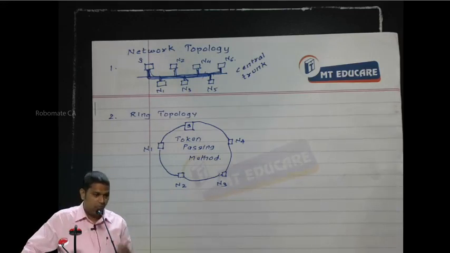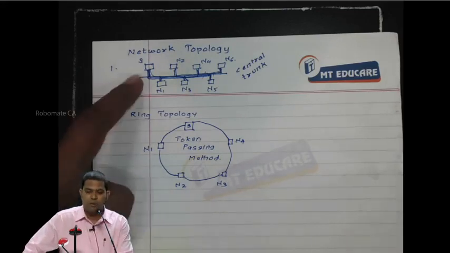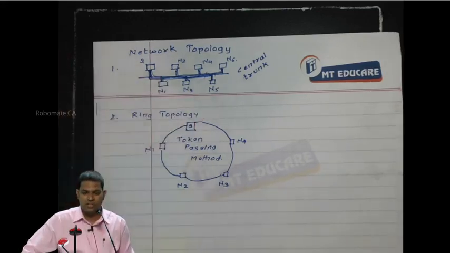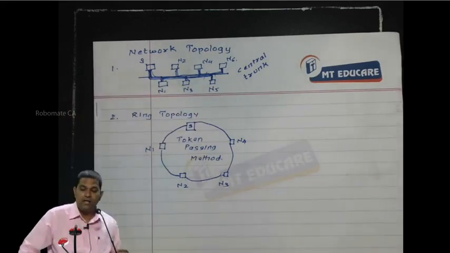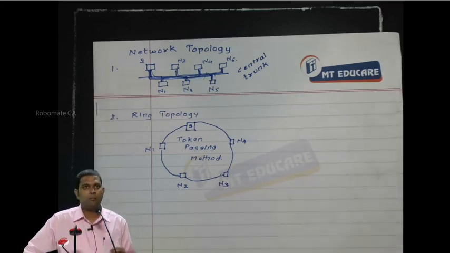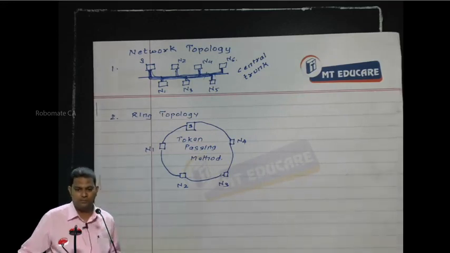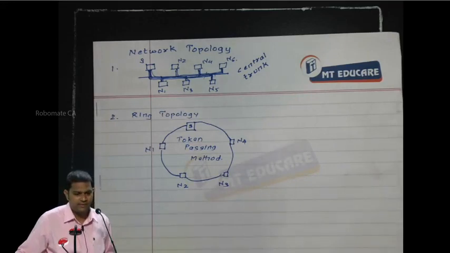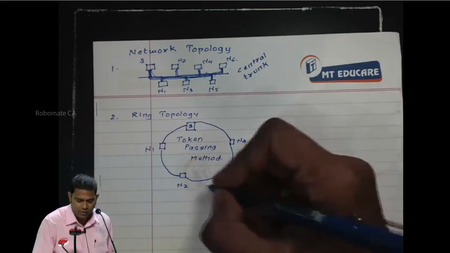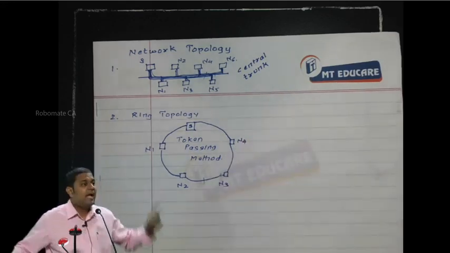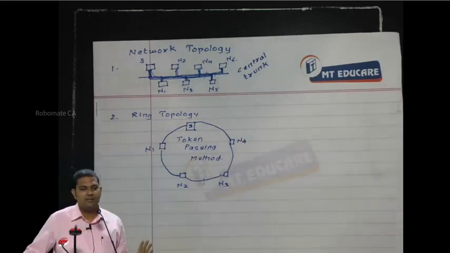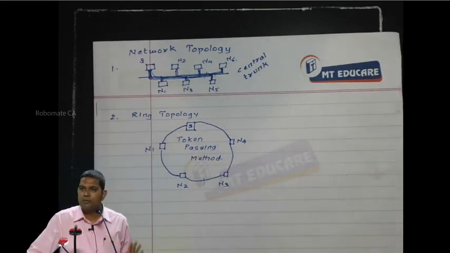Now, what are the advantages? We have removed this problem, where unnecessarily everything was going through the server. Now that has been solved over here. So the data transfer in the ring topology would be faster as compared to the bus topology. Okay, but the problem is, if there is any problem in this circuit, suppose there is a cut over here, the entire network will come to a standstill, because the circuit is broken.